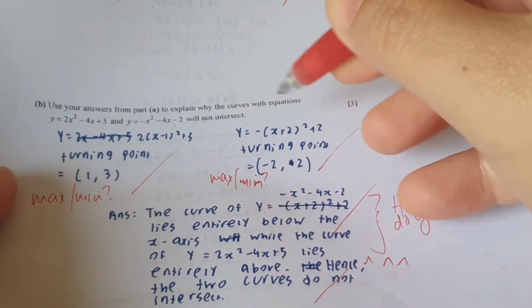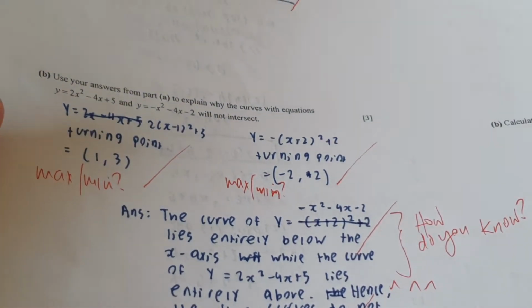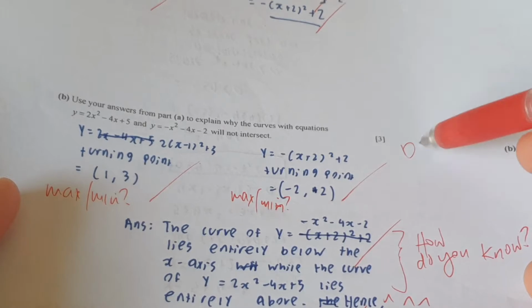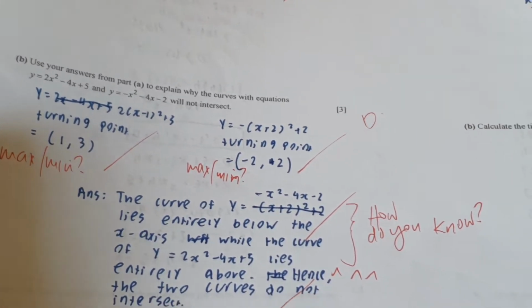Okay, so you must master this, how to state all these kind of things, okay? You are not clear in your explanation. That's why this whole question is 0. Okay?